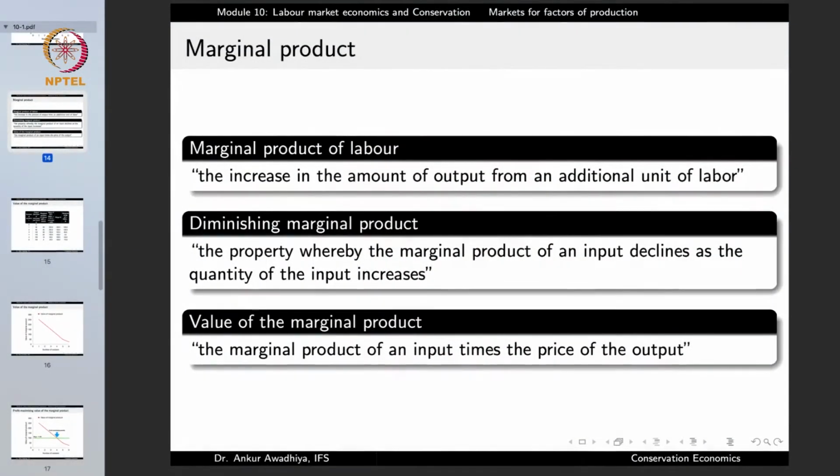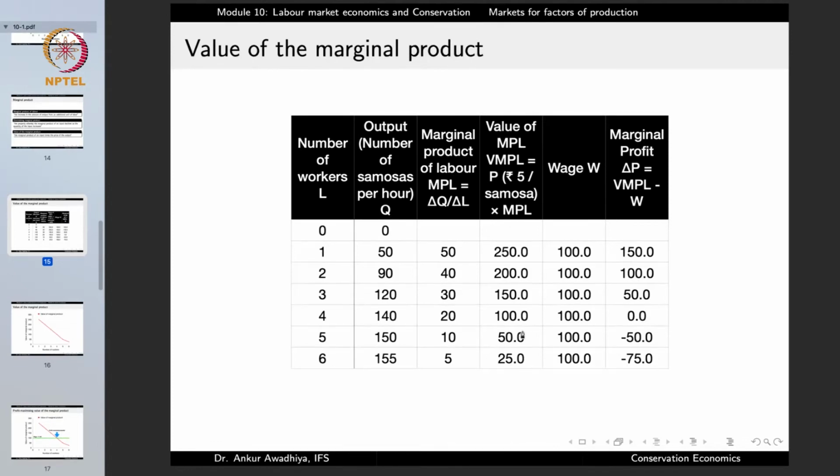The marginal product of an input times the price of the output, which is what we are showing here. The value of the marginal product of labor is 50 into 5. Now here we are taking that one samosa is 5 rupees because this is a competitive firm. So it is not able to change the market prices, and there are so many buyers that even if it produces more samosas, the price of the samosa does not change. Whether it sells one samosa or 1000 or 10,000, they will be sold for 5 rupees a piece. Now this again is a theoretical construct. We do not observe such scenarios in the market, but for simplicity's sake, we are taking that the price remains constant.